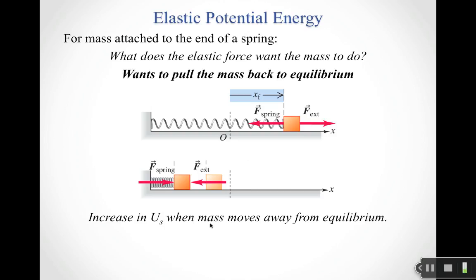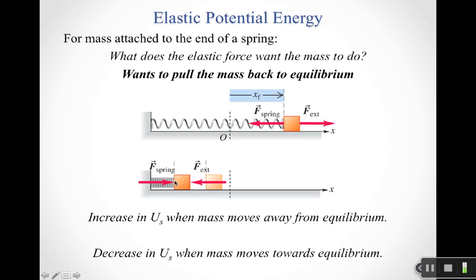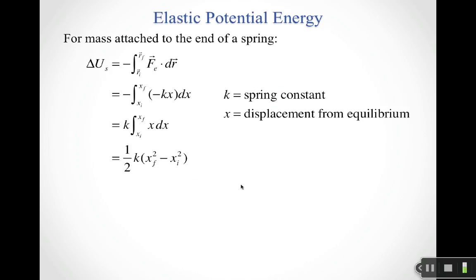So you increase the elastic potential energy, which we're going to designate as U sub S, the S for spring, of course, by moving the mass away from equilibrium. The elastic potential energy decreases when the mass moves back towards equilibrium. So basically, this is when the mass moves in the direction the spring force wants it to go, and the spring force always wants to push it back towards equilibrium, then the spring force will do positive work, which means that the potential energy will decrease.